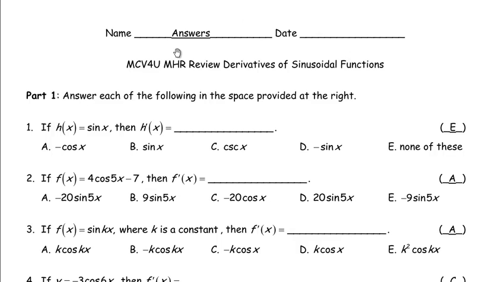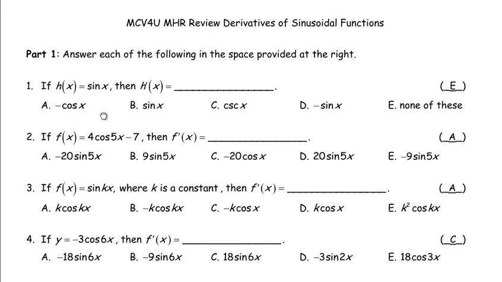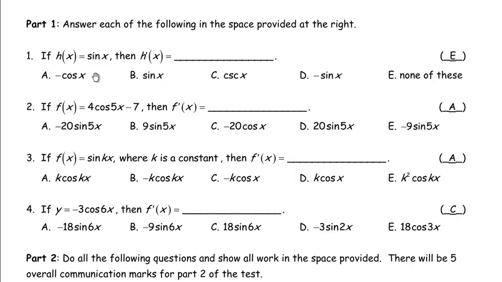In this tutorial, we're going to take a look at the solutions to a test review on the derivatives of sinusoidal functions. In the first part, there's four multiple choice. Number one says if h of x equals sine x, then we're asked to find h prime of x. So the derivative of sine is cosine. So this would actually be the cosine of x.